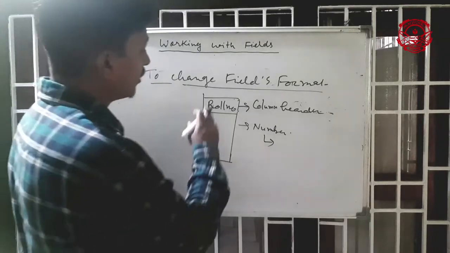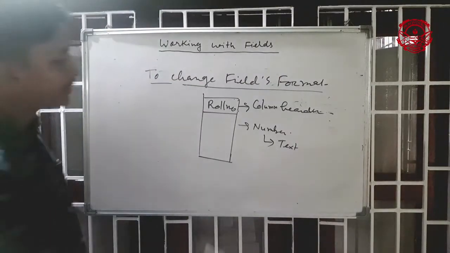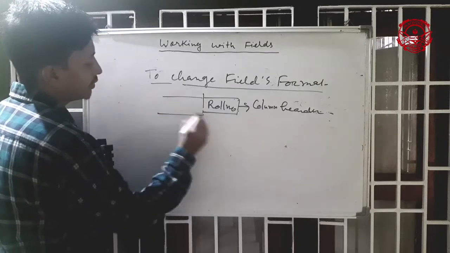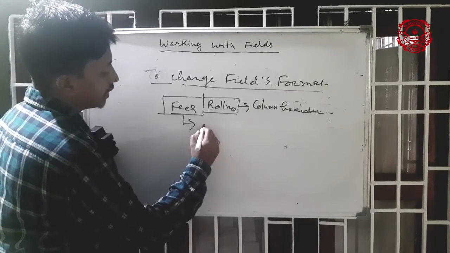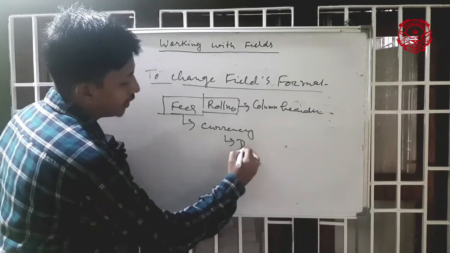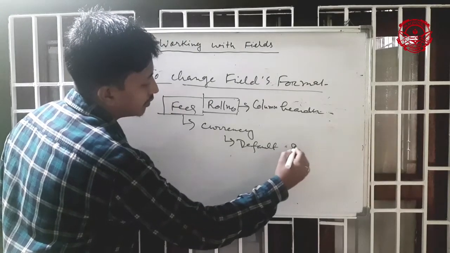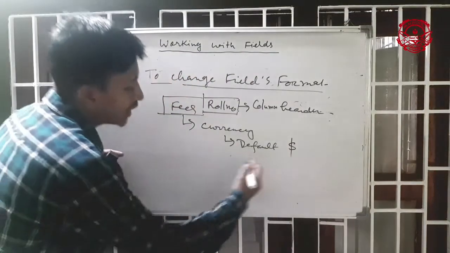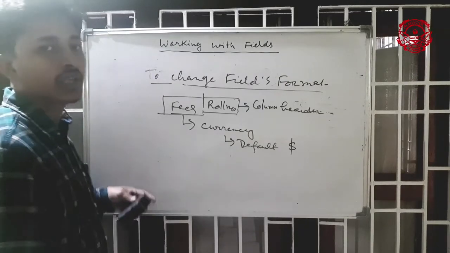Okay, you can change the roll number to text. For example, select not roll number, say fees. You have to change the fees. Fees means what? It is a currency. Now the default is what? Default value is what? Dollar sign. Sorry, default value is what? Dollar. You can change from dollar to rupees or maybe pounds, anything you can change.